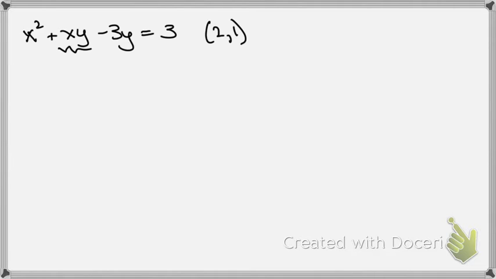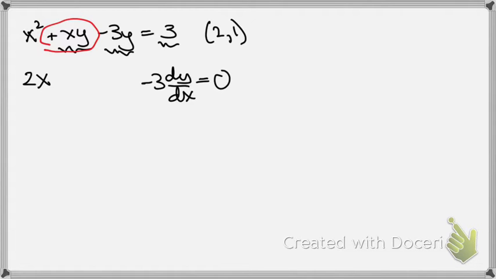So the derivative of x squared is 2x. The derivative, I'm going to skip the xy for now. The derivative of the negative 3y is negative 3 dy/dx. The derivative of this 3 is 0. And now I'm going to do this product rule.